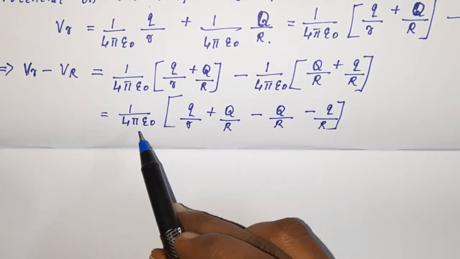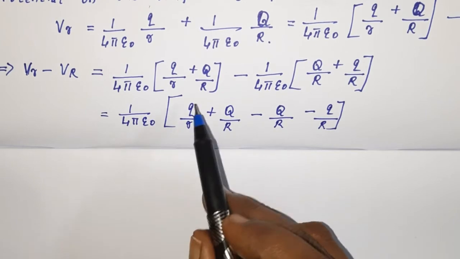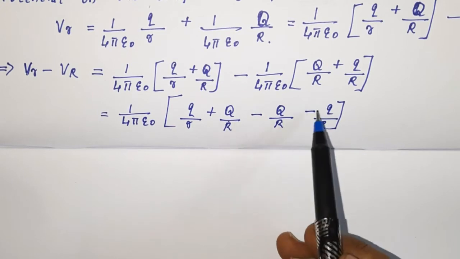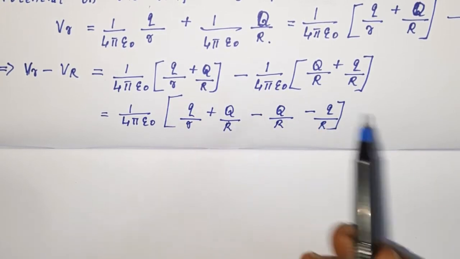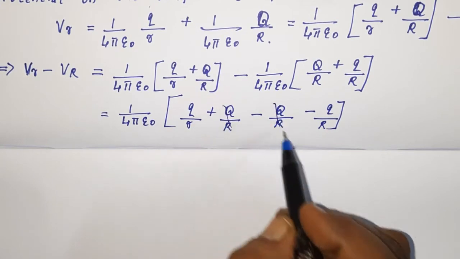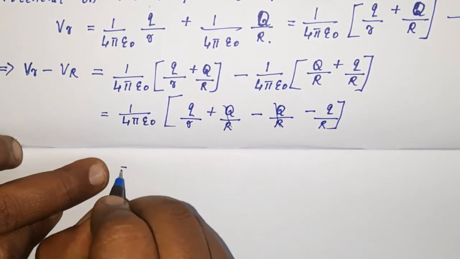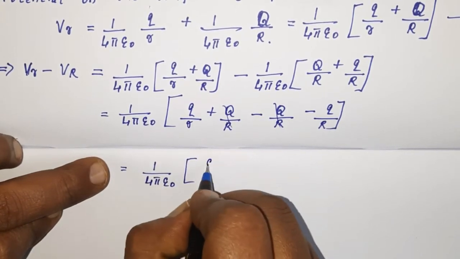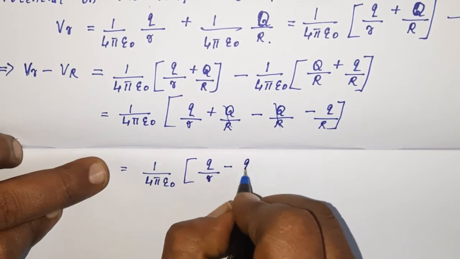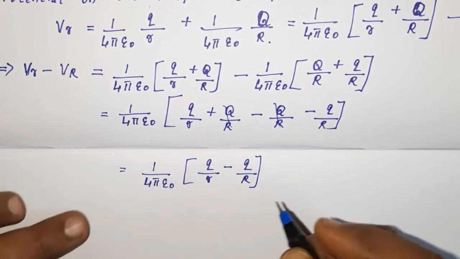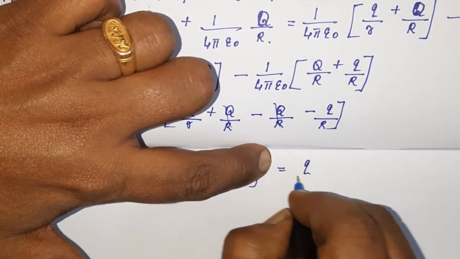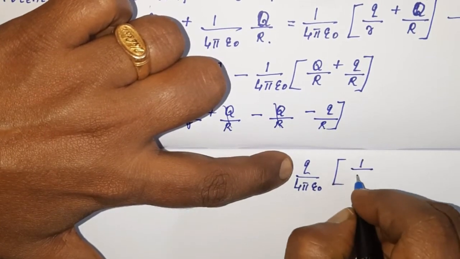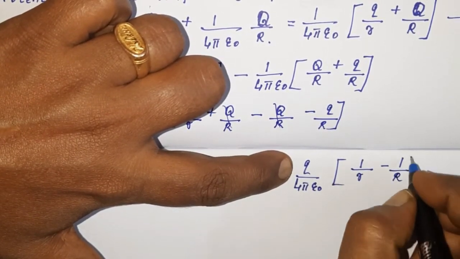So by expanding, we will have 1 by 4 pi epsilon 0 outside, into within bracket q by r plus Q by R minus q by R minus Q by r because of this negative sign. So these two terms get cancelled, and what we get is 1 by 4 pi epsilon 0 into q by r minus q by capital R. Or you can take that q also outside, that is q by 4 pi epsilon 0 into 1 by r minus 1 by capital R.